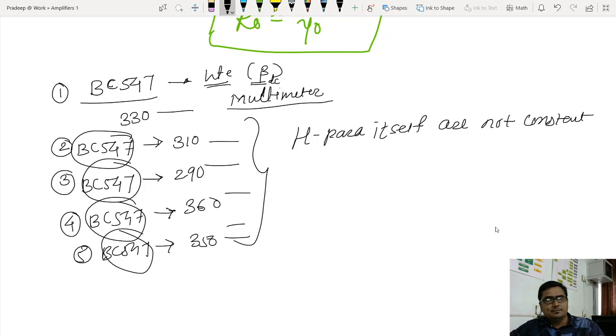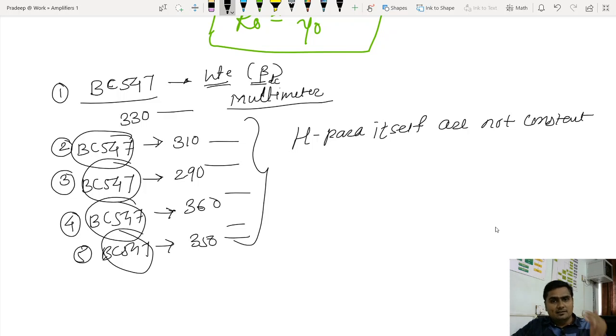Go to the lab, pick up a random transistor, measure HFE, you will get a different value. Take another with the same model, you will get a different HFE. Like this, those H parameters themselves are not trustworthy. They are not constant themselves. They show so much variation by themselves. So obviously we cannot trust them.